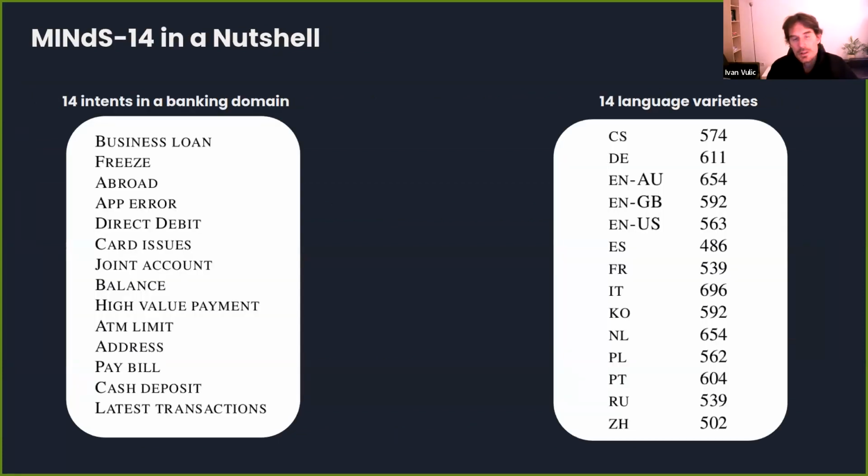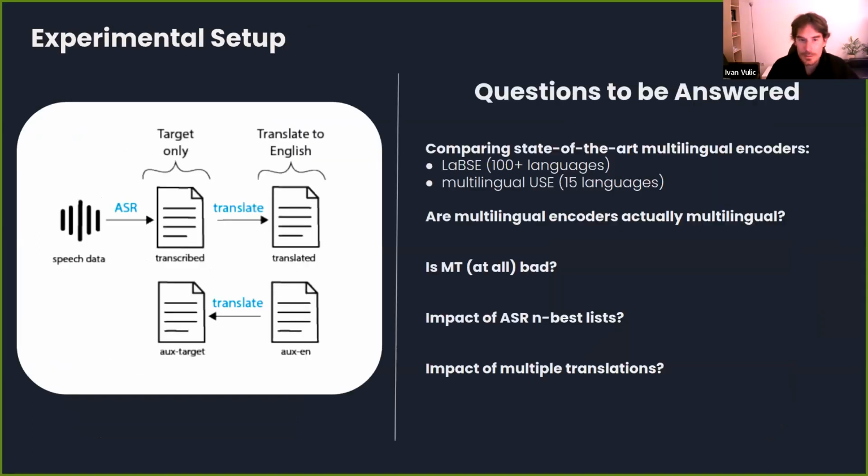So the actual data set covers 14 pretty reasonably well-defined intents in a banking domain, which I'm listing here. And we covered 14 language varieties, as I said, mostly focusing on our production languages. So we've been experimenting with three variants of English, and also covered German and French and Italian, but also some more distant languages to English like Korean and Chinese and Russian. So this is very recent work. We hope to expand to lower-resource languages in the follow-up work, et cetera. But we just wanted to see how it works with those languages.